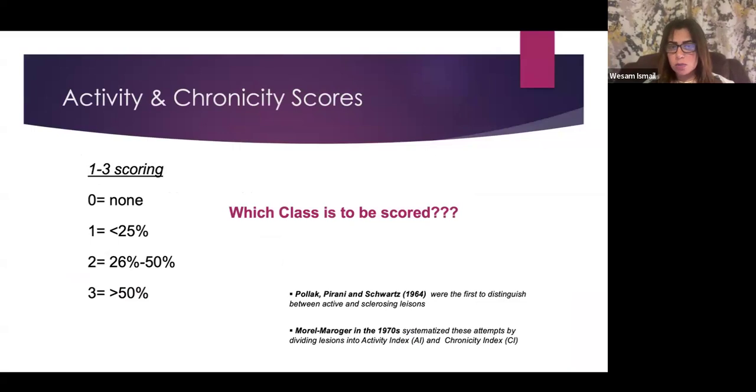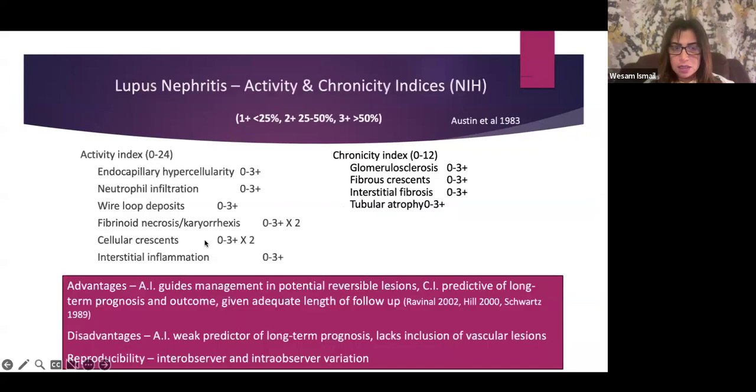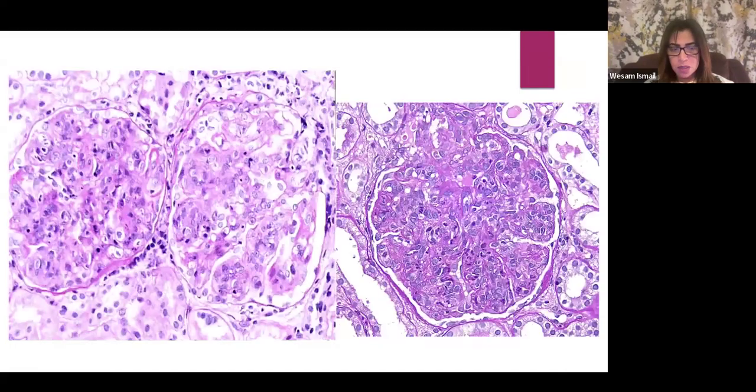So which class is to be scored? Are we going to score all classes, or do we score only 2 classes? If you look again at the activity and chronicity indices, the activity indices are actually present only in class 3 and 4, while the chronicity indices are present in all classes. But what we do is that we score activity and chronicity only in class 3 and 4, and we don't score the rest of the classes.